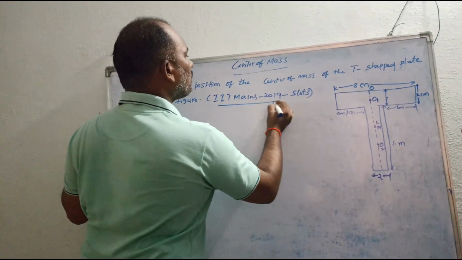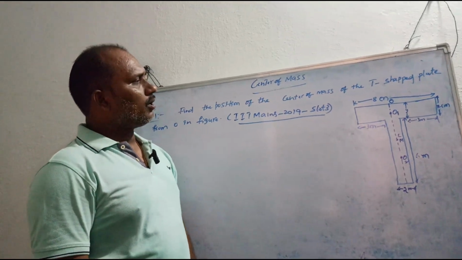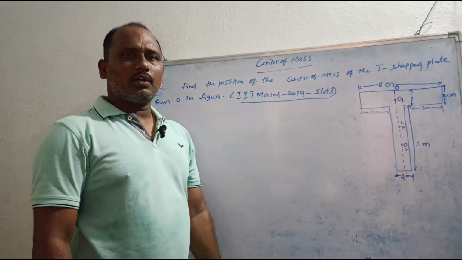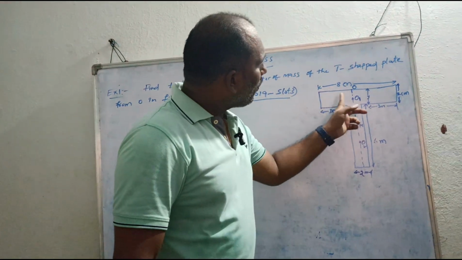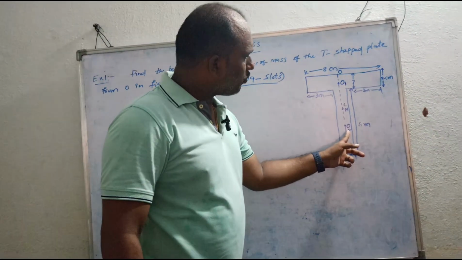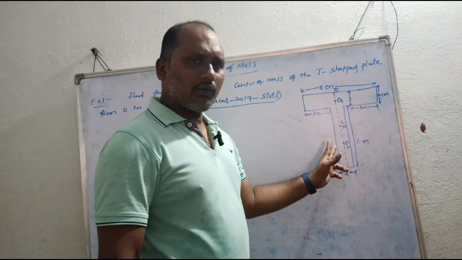So this is one of the biggest examples. IIT Mains 2019 slot 3 exam, I am demonstrating to you. Very important one. These models are very important to find the center of mass. Let's see this diagram. O is the point, and O1 and O2, and this is the center of mass. The dimensions are given here.